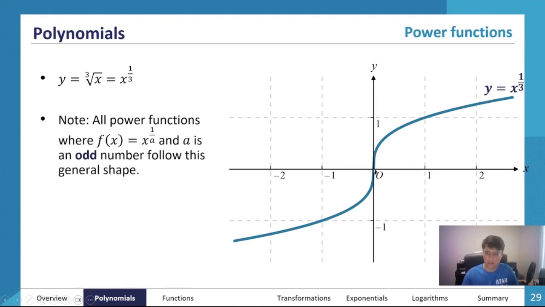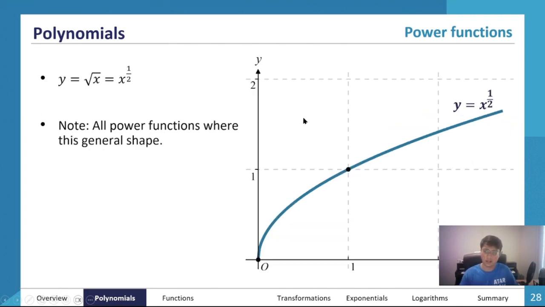you're going to have it pass through the origin and kind of have the same shape as a square root graph, except it also has this negative branch down here. So if you imagine what a cubic graph looks like, it's kind of just inverted, and that'll actually tie into what we learn about inverse functions later on. But just note that all the power functions where we have x to the 1 over a, and a is an odd number, in this case it's 3 because we have x to the 1 over 3, it's going to have this general shape. That's the same thing with x to the half actually as well.